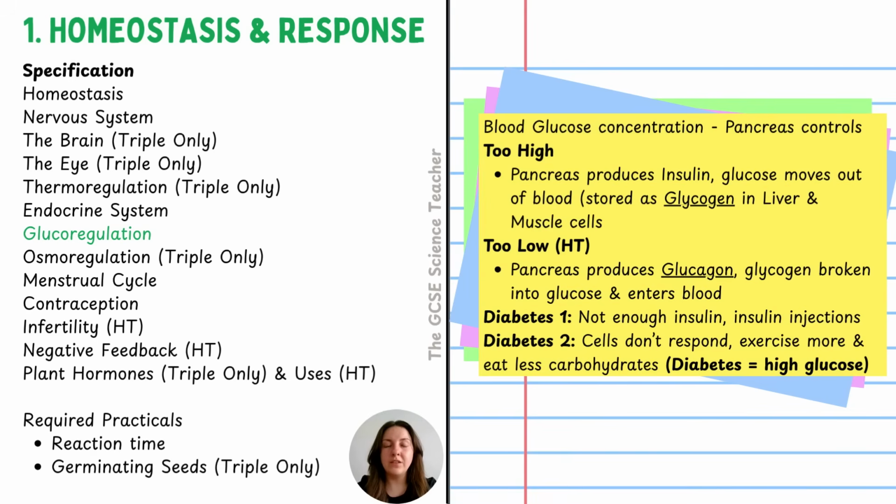Diabetes type 1 is when there's not enough insulin produced, and therefore a person would need to inject insulin. Diabetes type 2 is when the cells don't respond to insulin anymore, so there needs to be more exercise and less carbohydrates in the diet.